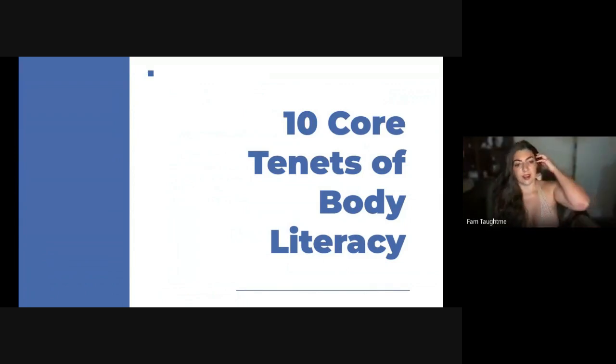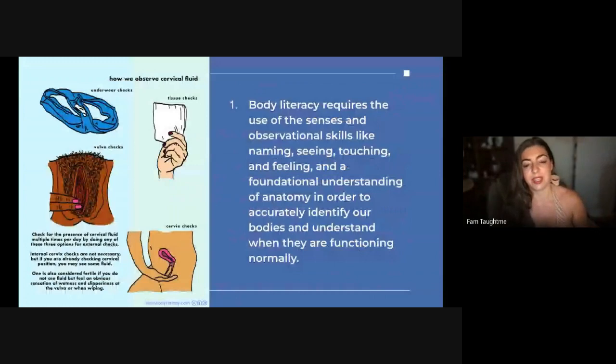So these are the 10 core tenets of body literacy. Number one is that body literacy requires the use of the senses. So we use observational skills, all of them really, but mainly seeing and touching and feeling, and a foundational understanding of anatomy in order to accurately identify our bodies and understand when they're functioning normally.